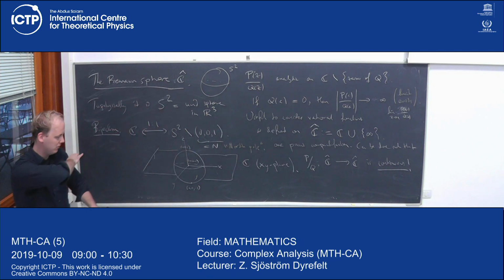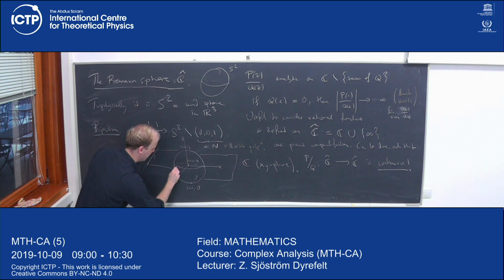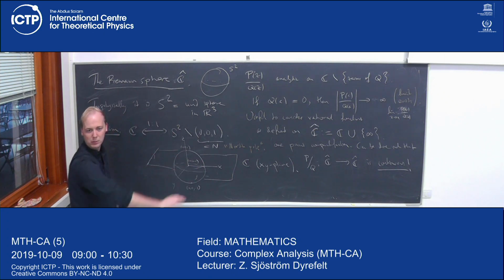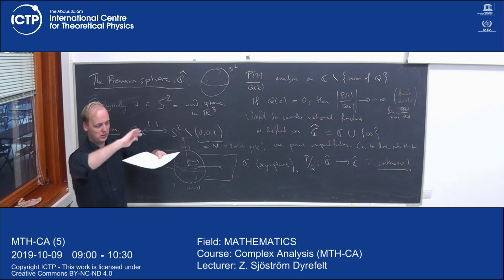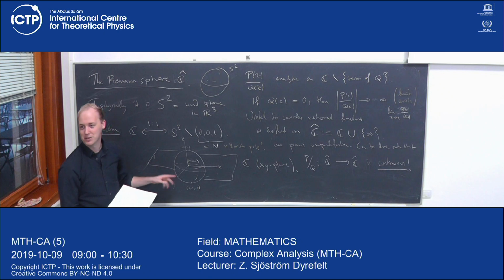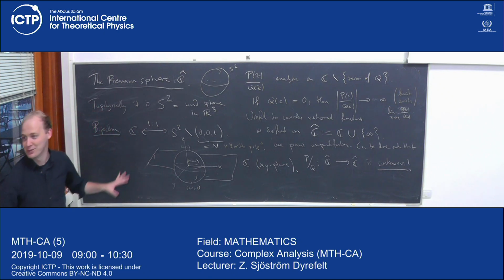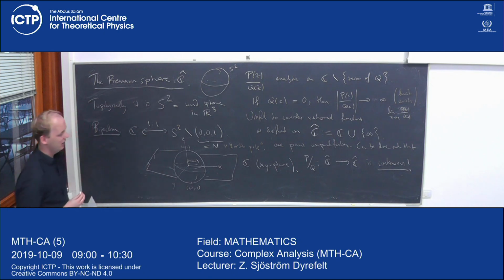It doesn't look like it. This is a very hard picture, and I was never able to draw it very well. This thing goes straight through the ball. So this is the plane, and the north hemisphere is above, and the south hemisphere is below. You cannot see it in this picture, and I don't know how to draw this. Okay, let me just do this.